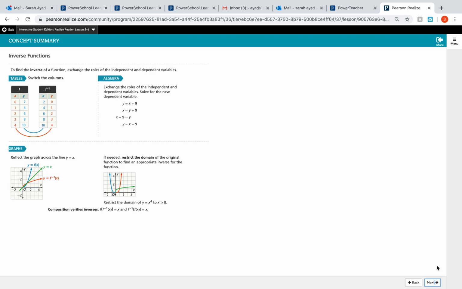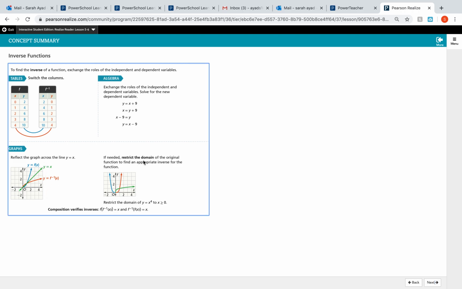Looking at our concept summary here, the main idea, if you're given a relation, set of ordered pairs, we just switch x and y. If you're given a function, you switch x and y, solve for y. We see that graphically, this represents a reflection over the line y equals x. And you do not need to worry about this right-hand side of the concept summary, the bottom right, okay? But these are the three main things here.